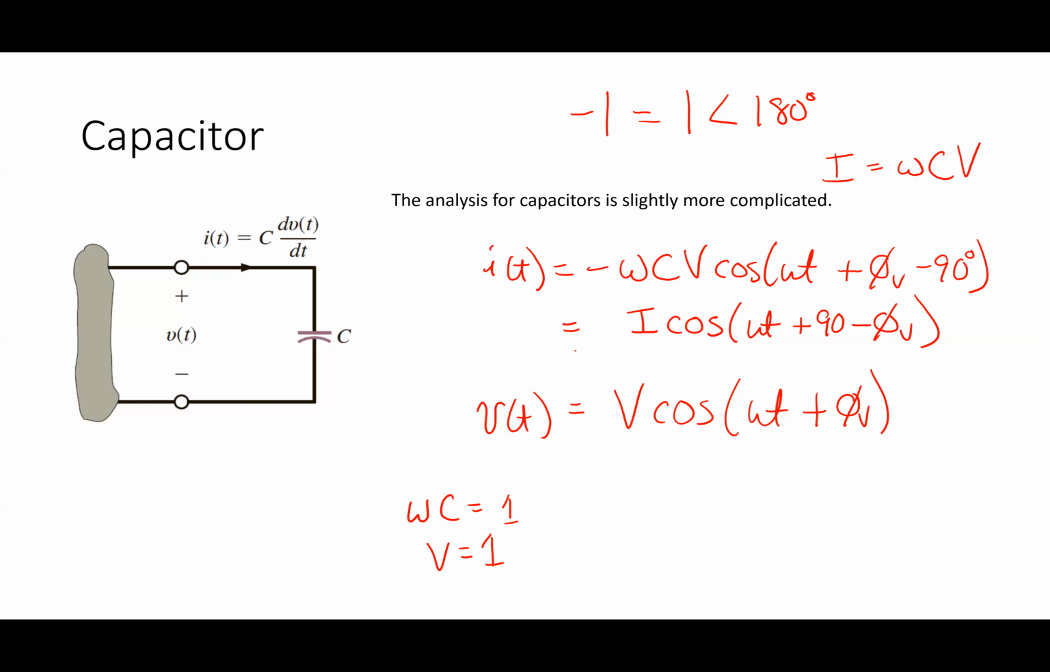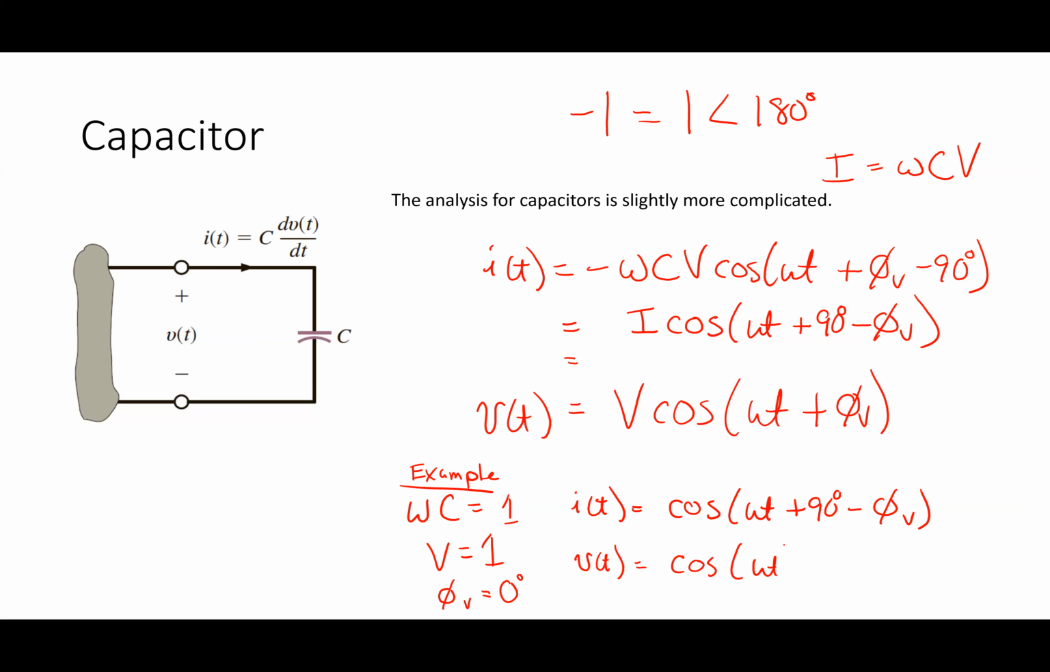If that's the case, let's also say in my example that the phase of V is equal to 0 degrees. Everything I wrote above was general. Here's an example. For this example, I of t is equal to cosine of omega t plus 90 degrees, and v of t is cosine omega t.